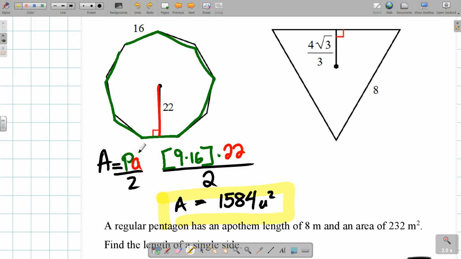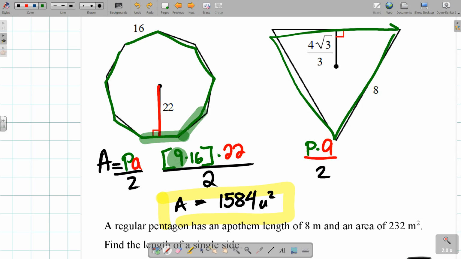Some of you forgot to physically trace around and you didn't get that 9. So if you got that wrong, make sure you physically trace that around. This one again, perimeter times apothem over 2. Our perimeter, walk it around. This one, it's going to be 8 times 3, 24. Our apothem is 4 root 3 over 3, over 2.